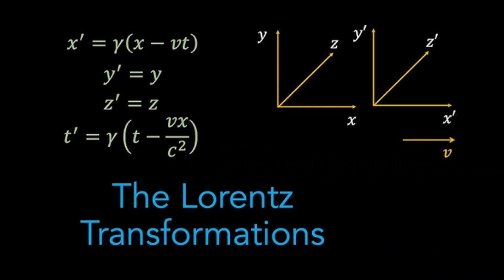Lorentz transformations. To describe how measurements of space and time change between moving frames, Einstein used Lorentz transformations. These equations show that time and distance are not fixed; they depend on the observer's motion. They ensure that the speed of light remains constant in all frames.